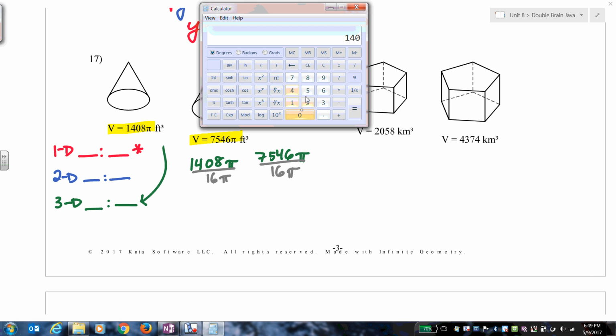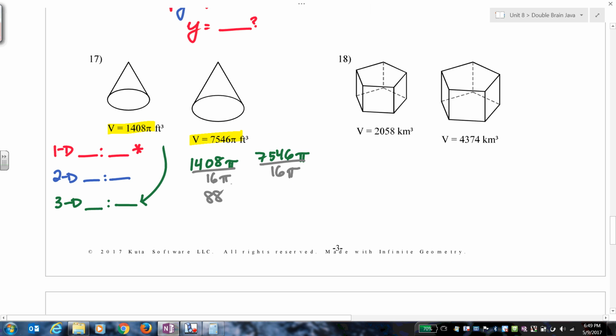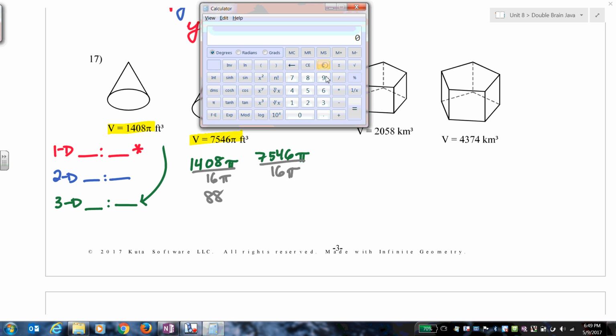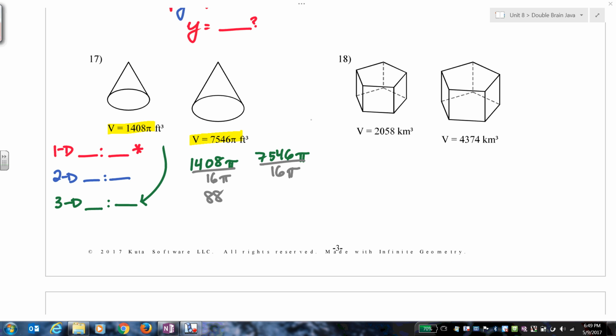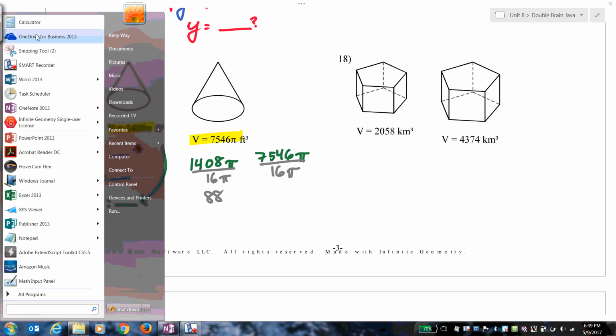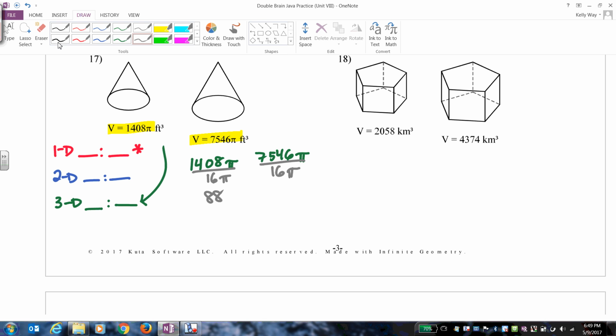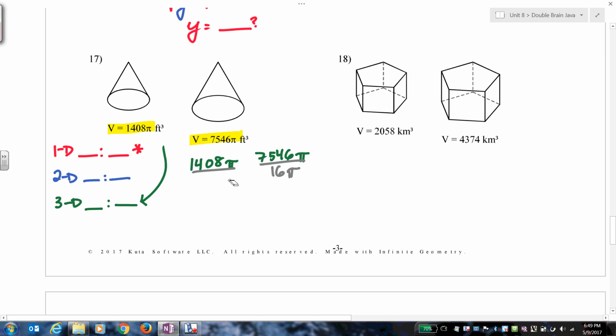So I'm going to go 1408 divided by 16. I get 88. And 7546 divided by 16, that is not even. We have to divide by the same number. So 16 didn't work. Let's try something smaller. Let's try 8 pi.